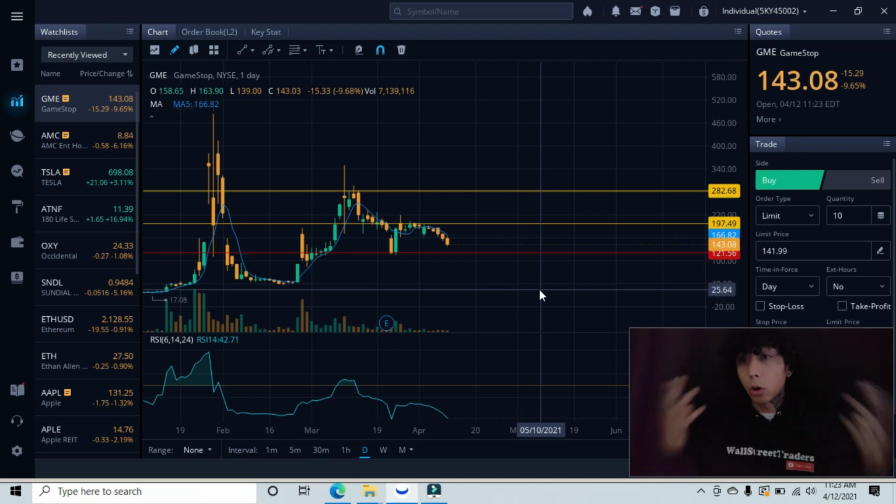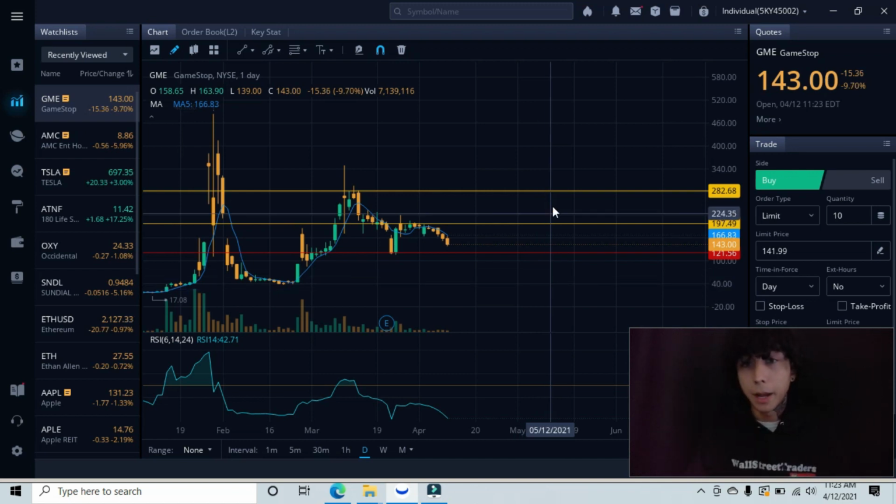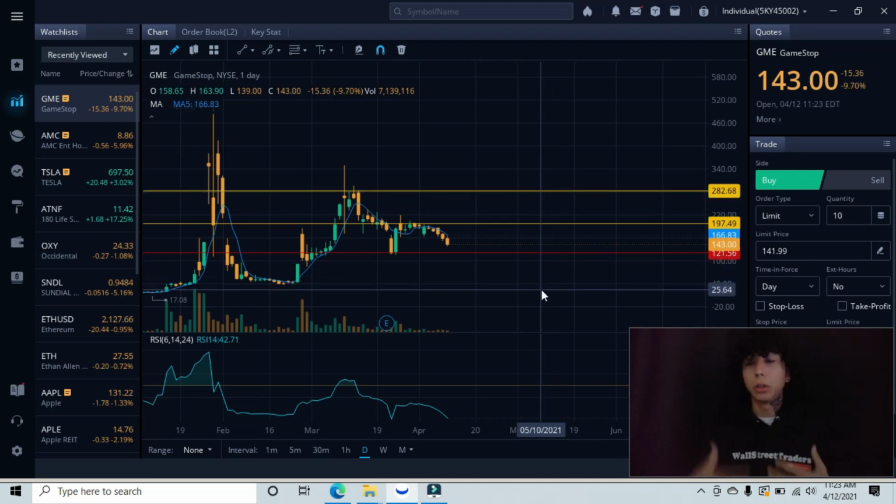And like I said, if you're a core trader and you plan on holding long term, also still have the same stop loss or mental stop loss, but your target would be much higher. It would be back up here at the 282 since you're holding long term.